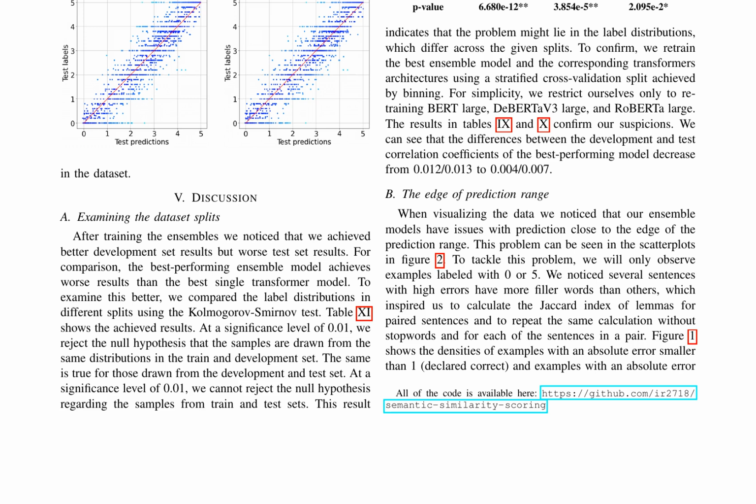They identify that sentences with high errors often contain more filler words, leading them to calculate the Jaccard index of lemmas for paired sentences both with and without stop words. The densities of examples with correct and incorrect predictions are visualized in Figure 1, providing insights into the model's performance.